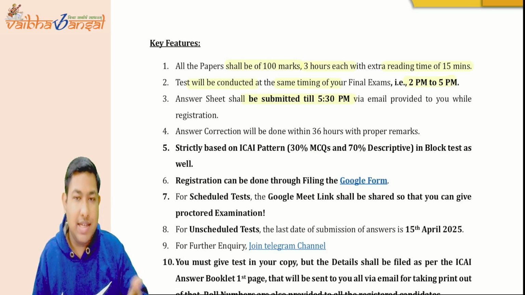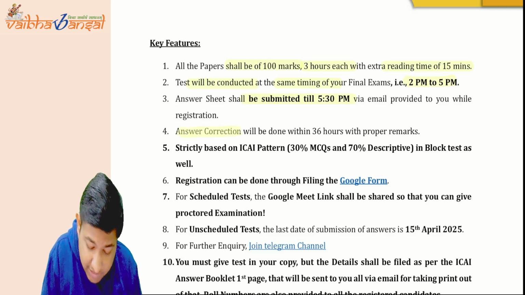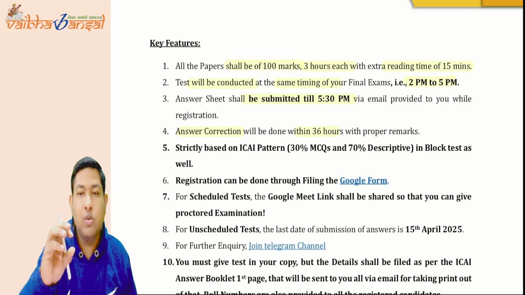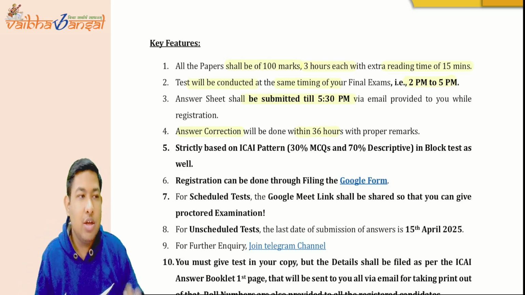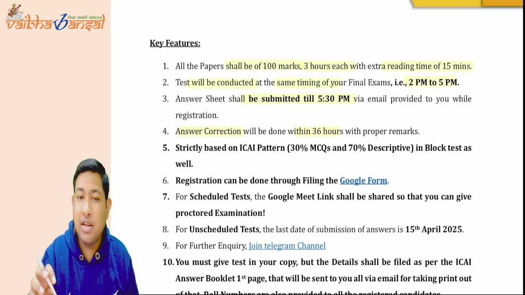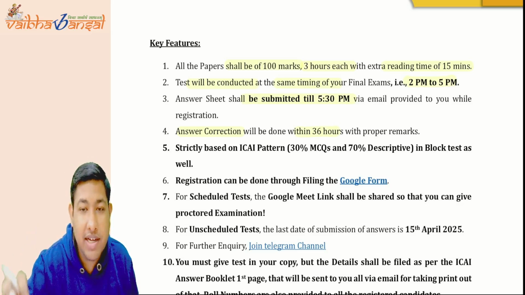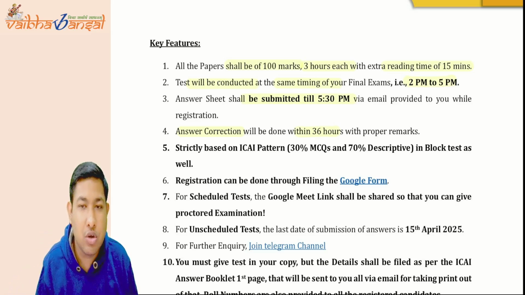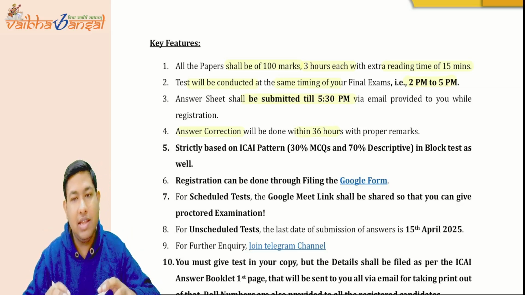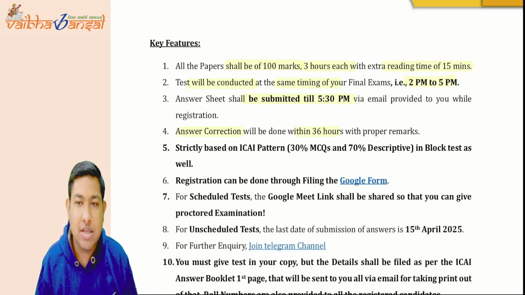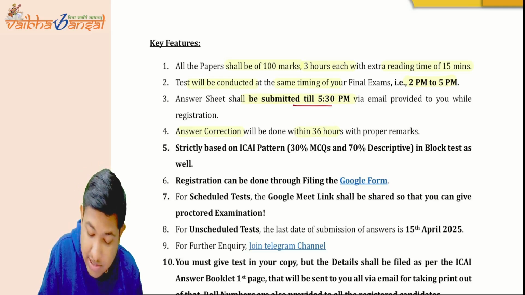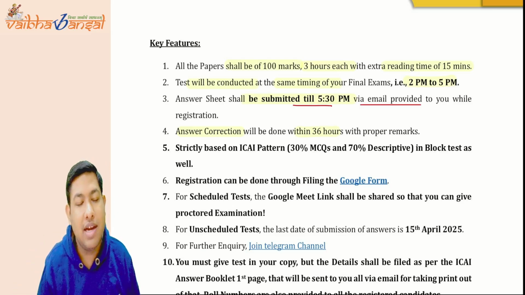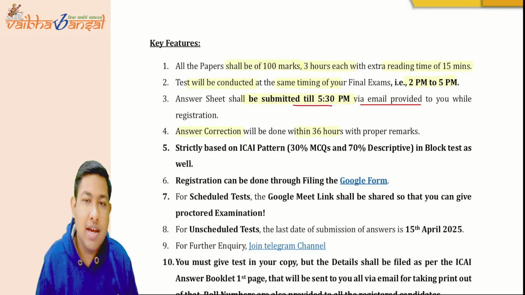Answer correction will be done within 36 hours, with proper remarks, whether you were not able to solve something correctly, you made a mistake, or you should read a particular topic very deeply and thoroughly because you are lacking in that concept. Everything will be given with proper remarks. You have to submit the answer sheet via email, and that email ID will be provided to you after the registration that you will do.